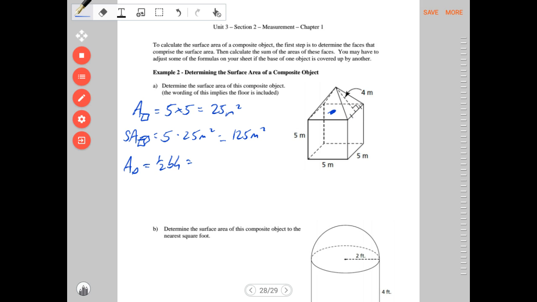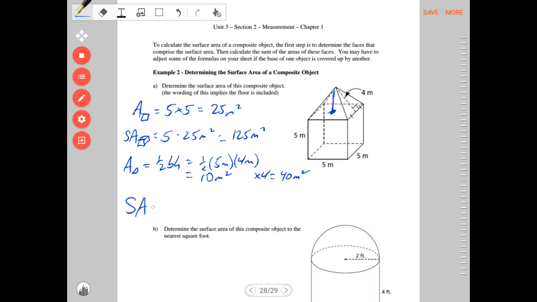We can be mean and give you just the height here, and then you'd have to figure out the slant height, but we didn't do that to you this time. So it's 1/2 times 5 meters times 4 meters. So the area of one triangle is 10 meters squared. And of course, there's 4 of those triangles. So there is 40 meters squared based on all 4 triangles.